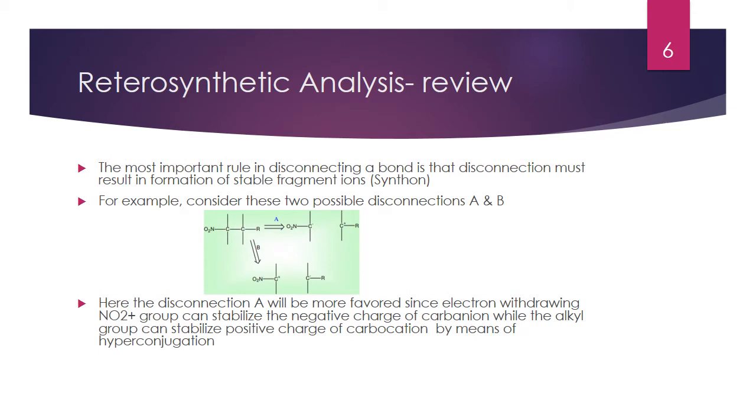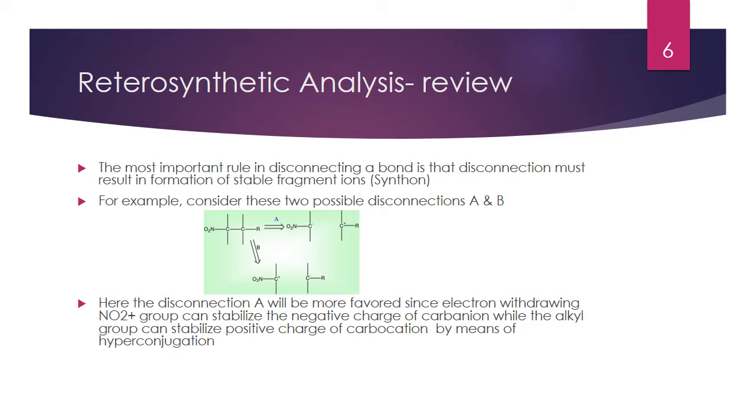The most important rule in disconnecting a bond is that the disconnection must result in the formation of stable fragments. So synthons must be stable. For example, if you break a bond, you form a carbon with a positive charge and a carbon with a negative charge. You should ensure that the carbon with the negative charge is stabilized and the carbon with the positive charge is also stabilized. So for example, in the compound given below, two disconnections are possible.